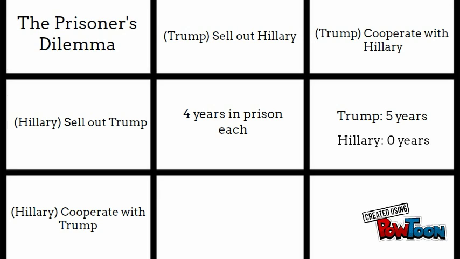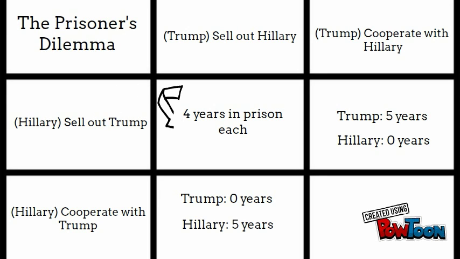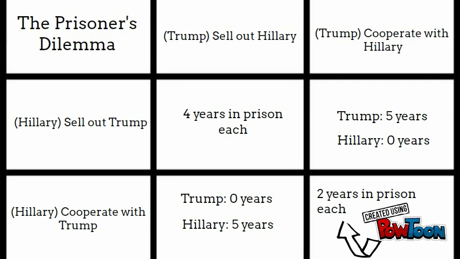If both sell out each other, then they each have a 4-year prison sentence. If they both cooperate, then they each have a 2-year prison sentence. If one sells out the other, but their partner in crime cooperates, then the person who sold out the other gets off scot-free, while the person who cooperated gets a 5-year prison sentence. Here's a table of the results we have.